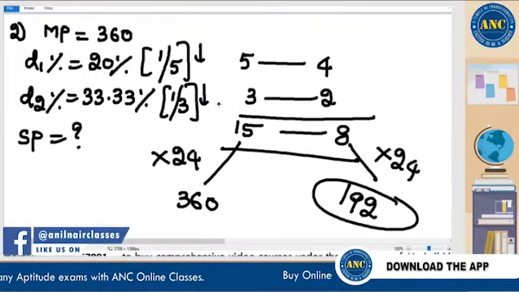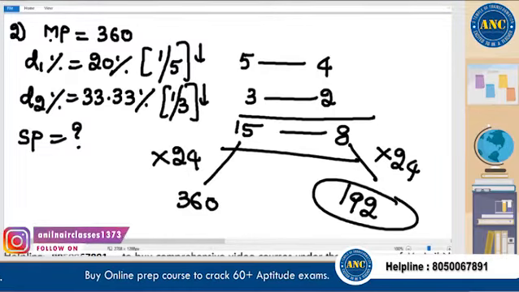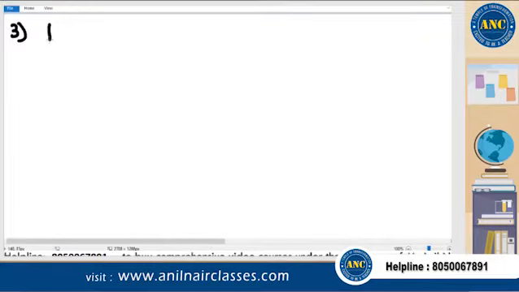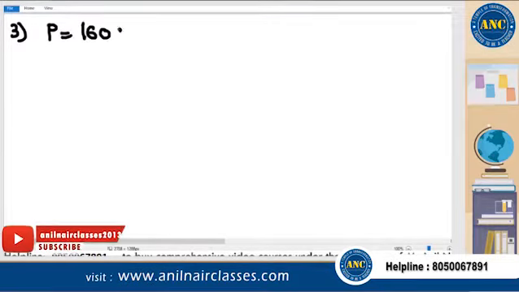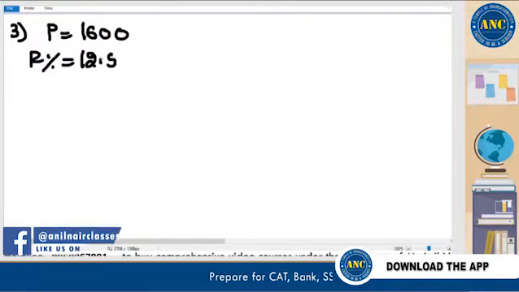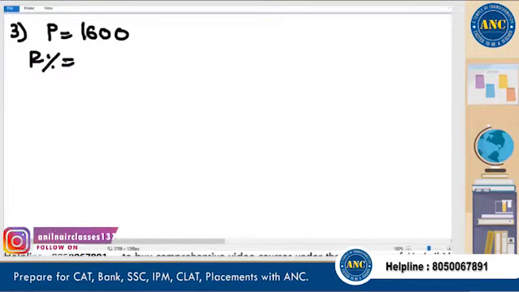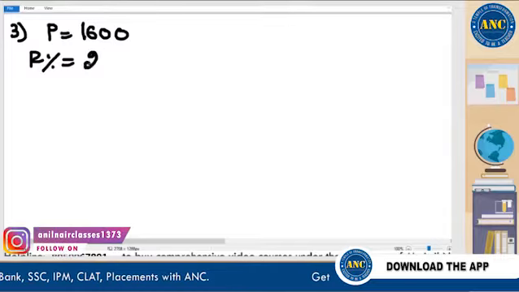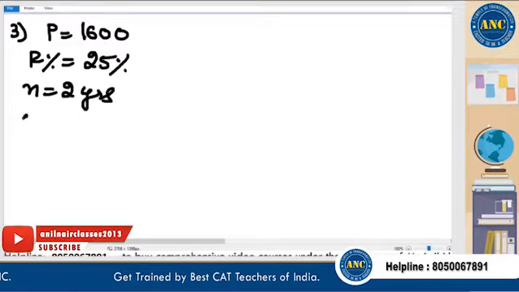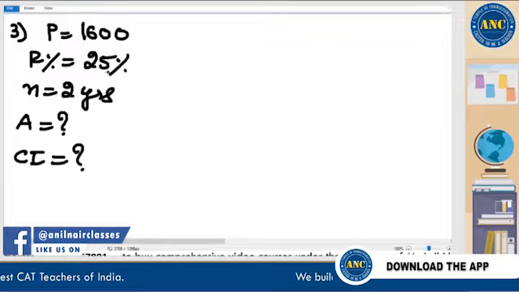Gopi, one more question I will solve so that it will be absolutely clear for you. No usage of any formulas, in case your teachers are using formulas. I wish you good luck. Right. P is 1600. R percentage is 25 percentage. N is equivalent to 2 years. Amount is how much? And CI is how much? No usage of any formula.